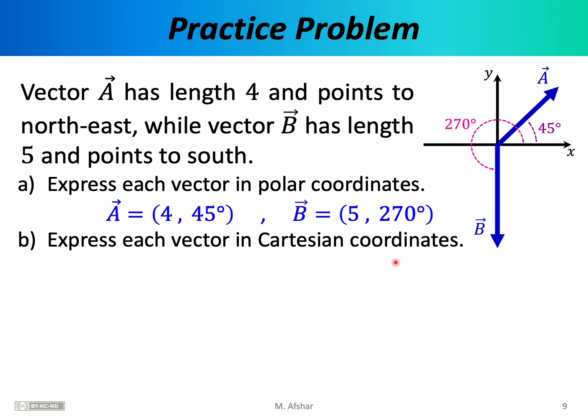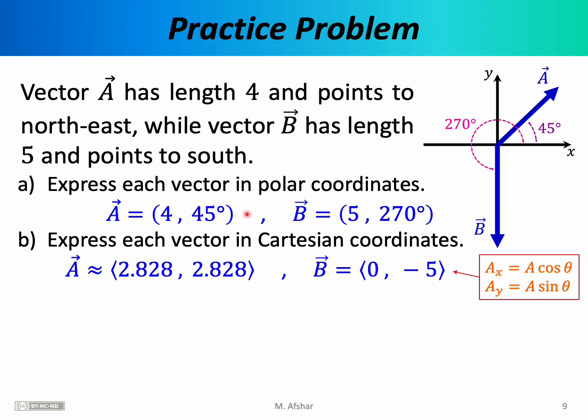Express each vector in Cartesian coordinates. In our previous lecture, we learned how to convert back and forth between polar and Cartesian representations. Now that we have the polar representations of these vectors, it should be pretty easy to convert to the Cartesian representation. Remember, last time we learned that if you have the magnitude of a vector A and you have its orientation theta, then you could use a little bit of trigonometry, sines and cosines, to figure out the x component and the y component. And that's what I've done here.